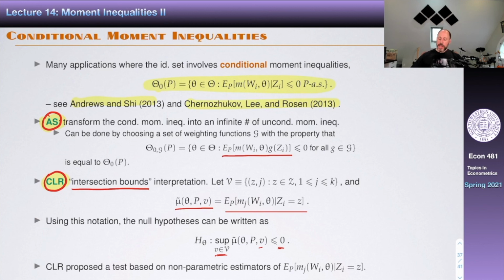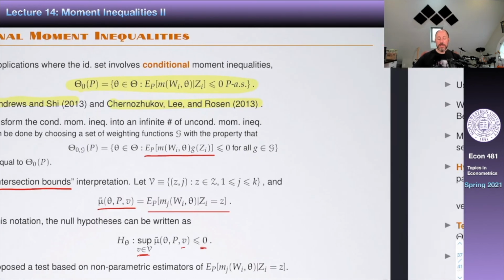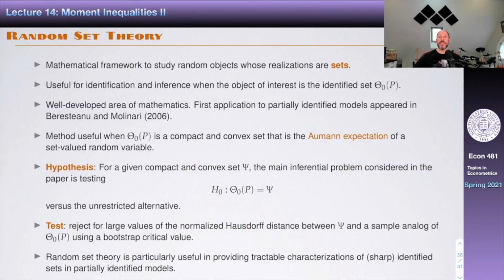The last two things are getting farther and farther away from what I said, but it's good to mention them. One is random set theory. There's an entire approach to inference in moment inequalities that relies on this random set theory. What is it? I wrote: a mathematical framework to study random objects whose realizations are sets. Instead of random variables, you have random sets. It's useful for identification and inference with objects of interest. Here the object is the identified set.